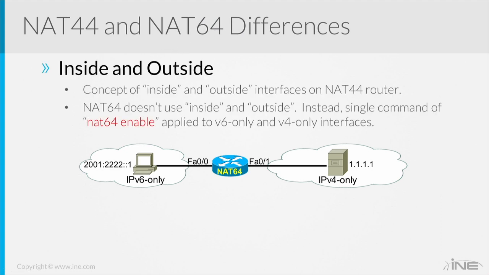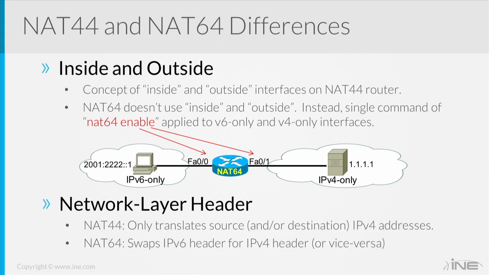Well, in NAT44, you had the concept of NAT inside and NAT outside interfaces, right? You had to go onto some interface and say ip nat inside and another interface and say ip nat outside. Well, NAT64, we don't have that concept. There's no such thing as inside and outside. You basically go to your interfaces that are going to be running NAT64 and you type in this command, nat64 enable. Also, clearly what is being translated is different. In NAT44, we're only translating from one v4 address into another v4 address. In NAT64, we're actually completely swapping one protocol for another.